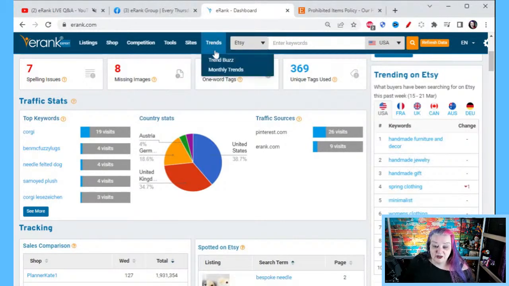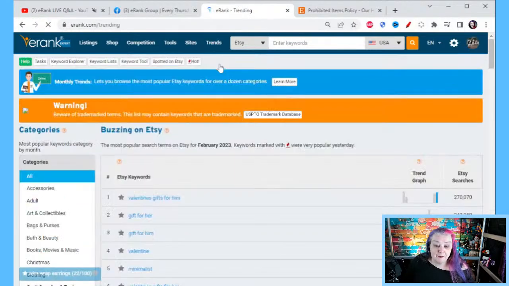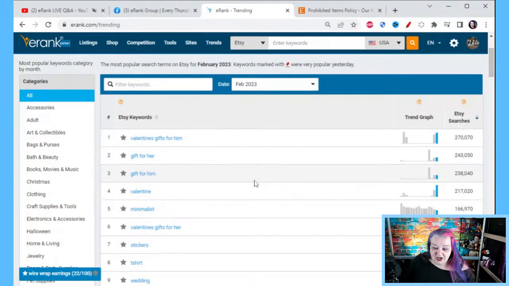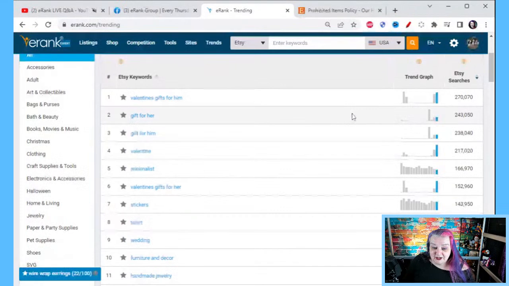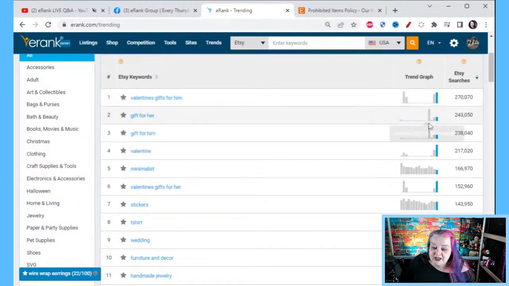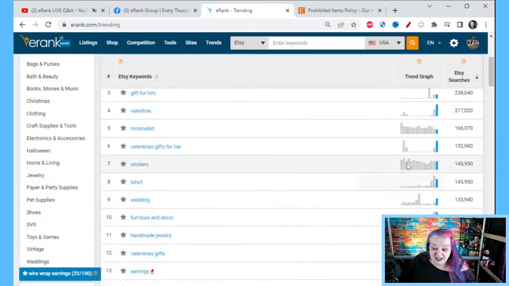Other places are, of course, the Trend Buzz and the monthly trends. Similar thing, you can see what's been trending. You get the little graph here, which I love, like Valentine's gifts for him. People like searching for things in February for Valentine's Day. But anyway, you can see the seasonality of things. For example, minimalist is searched for all year round, but it is fading. Stickers are holding steady.